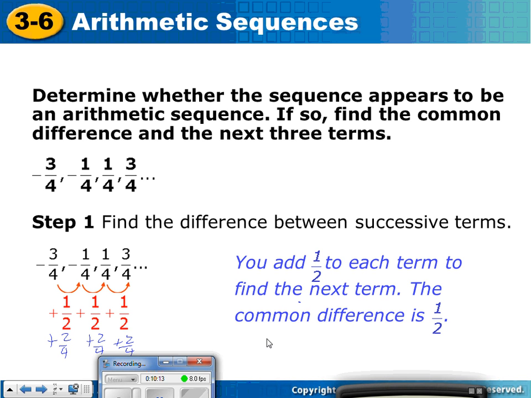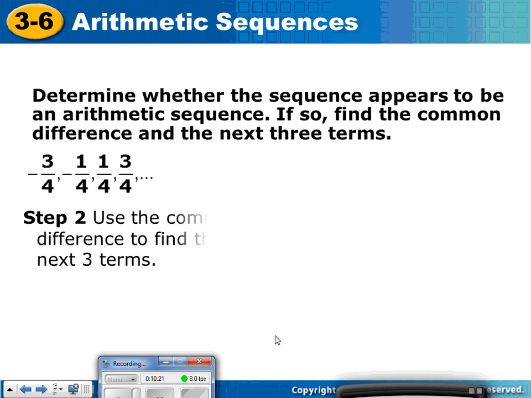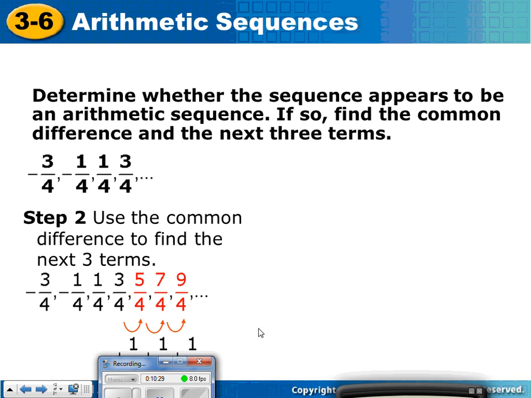Now, the common difference is 1/2. So that means D is 1/2. Now the next three. What's 3/4 plus 2/4? 5/4 plus 2 more is 7/4 plus 2/4 more is 9/4. Do you see why it's a little bit easier to deal with the fourths than it was by the halves?